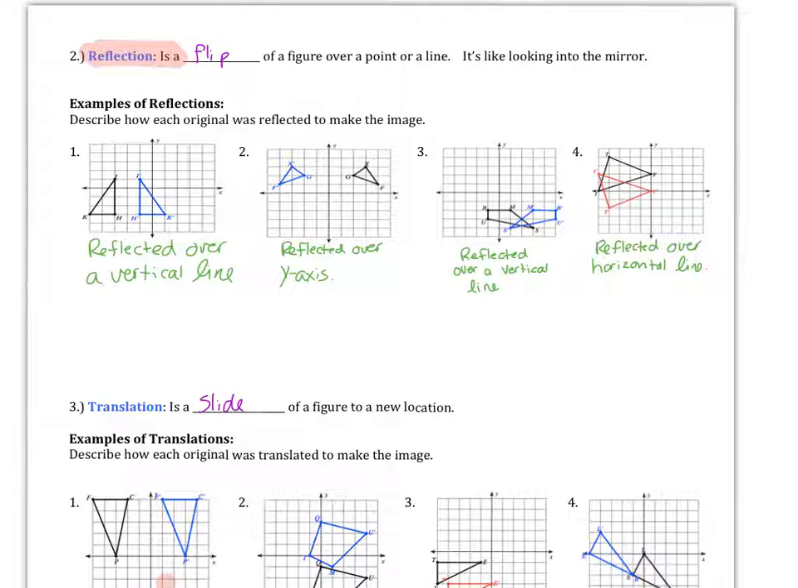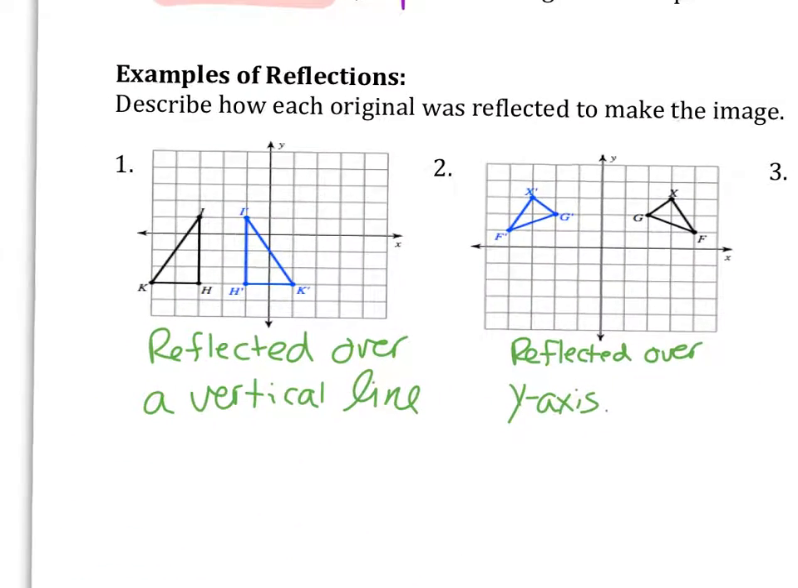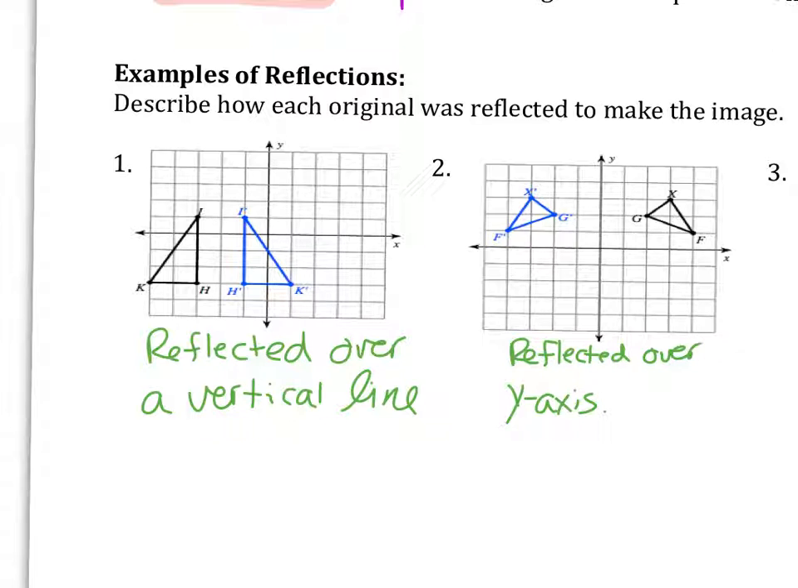Okay, so the examples say, describe how each original was reflected to make the image. Okay, so let's look at number 1. So again, mark down which one is the original and which one is the image. So the one with the prime marks is the image, which would be the blue one, will be I, and then the original was the black. And then do the same thing, pick a letter, and then find the corresponding letter. So we could go with K and K prime. So you see it's still on the bottom of the triangle, so it wasn't rotated upside down, it wasn't on its side, it was just flipped.